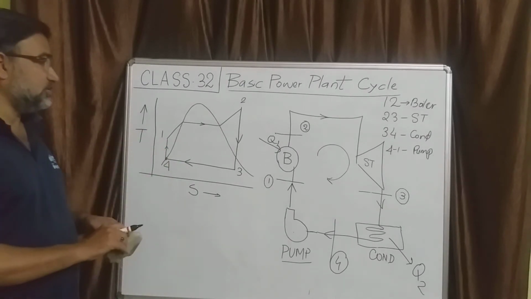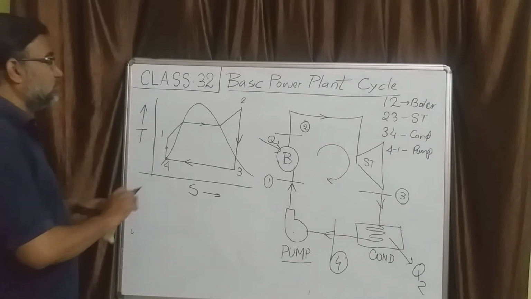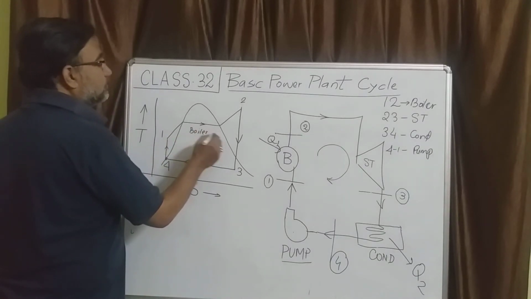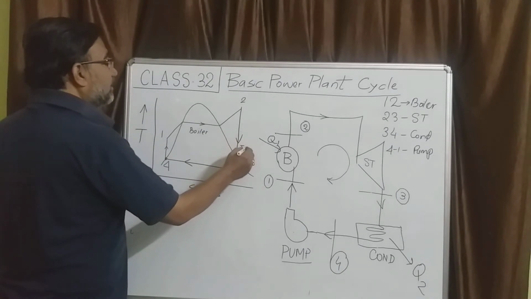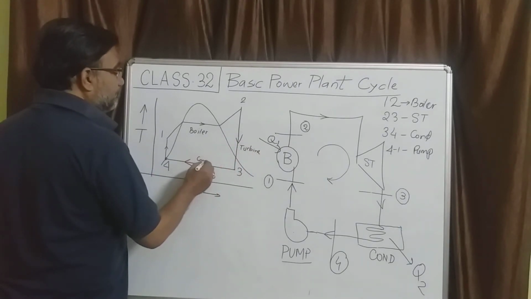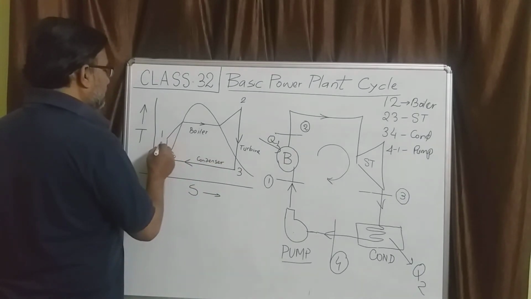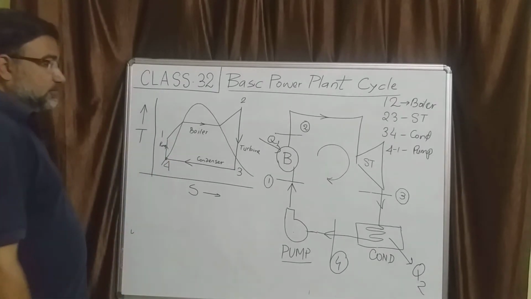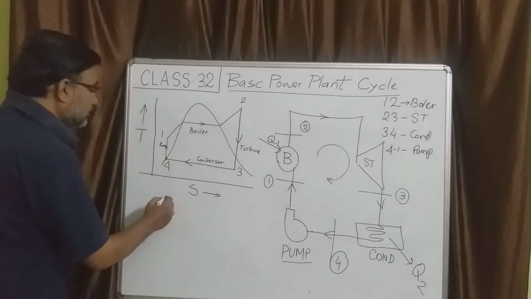The first process, 1 to 2, is taking place in the boiler. The second one is in the turbine. This is the condenser. And this is the pump. Okay. So this cycle is called the Rankine cycle.